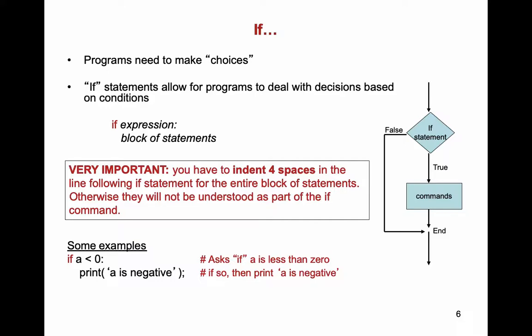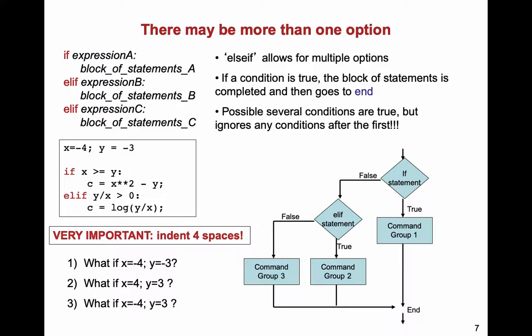You can, of course, say just if something is true, do something. Or you could keep going: else, if something else is true, keep going, and so forth. And we can have as many of these elif statements as fits our purpose. Don't go too many, because humans ultimately do have to read and check the code. So going too crazy is not a good idea.